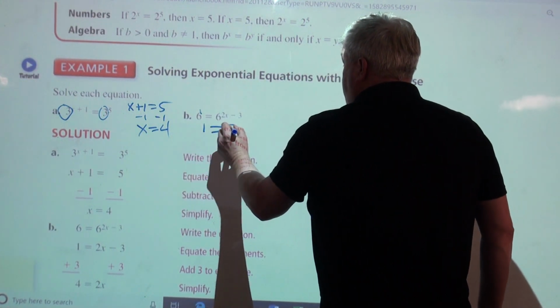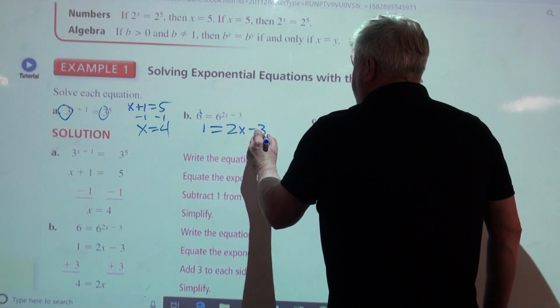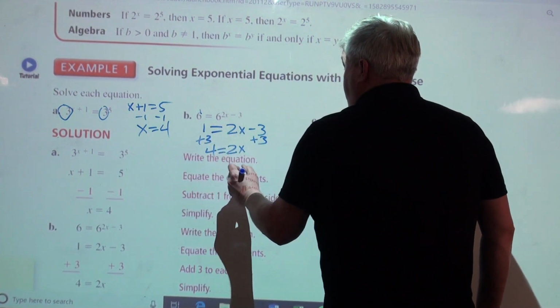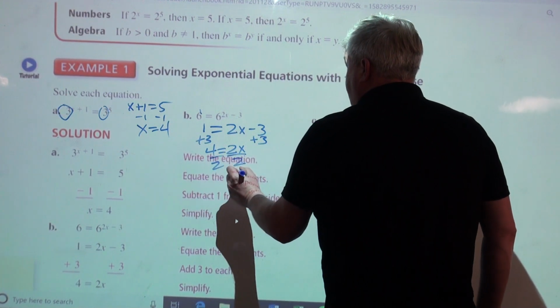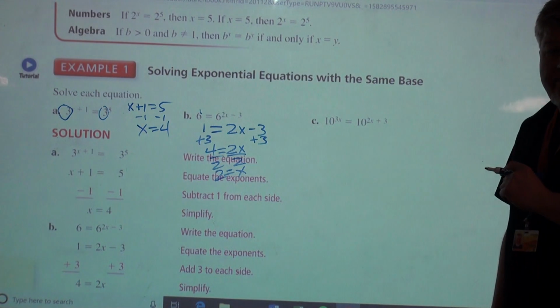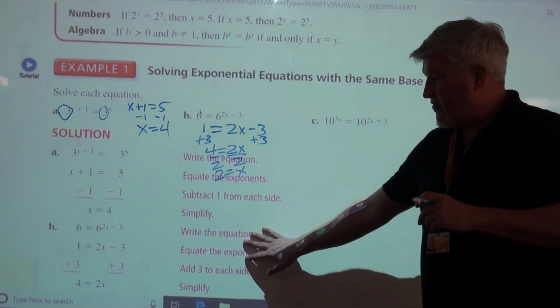1 equals 2x minus 3. Add 3 to both sides. I have 2x equals 4. And then just divide by 2, of course, and x equals 2. And they've worked it out down below as well, so you can see it for yourself if you can't see what I'm writing.